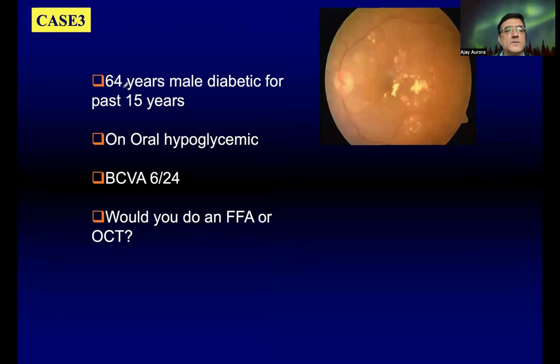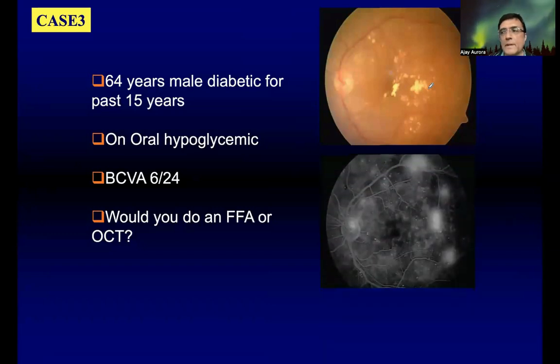Now, this was a 64-year-old male, diabetic for the past 15 years. You see here there's a diabetic macular edema which is involving the center. There are hard exudates present. The patient is on oral hypoglycemics. The visual acuity is 6/24. We find, okay, we should treat it with an anti-VEGF if the OCT shows macular edema. But wait, if we do an angiography, you see the angiography has been done and we have neovascularization, NVE and NVD. This changes the entire paradigm: we have to inject anti-VEGF and we have to do a pan-retinal photocoagulation.